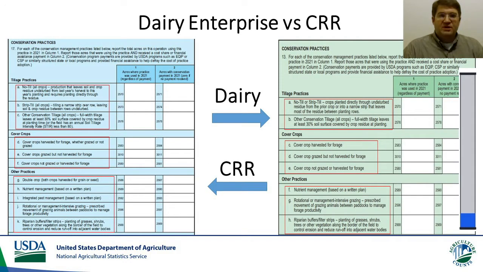The first noticeable difference is in Section A, the Conservation Practices Table. Next, Question 17 on the CRR and Question 13 on the dairy are structured differently but ask the same question. Tillage practices, cover crops, and other practice types are grouped differently on this question. When talking to the respondents, pay attention to these differences.